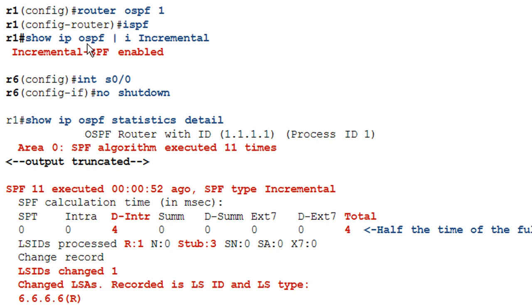We're going to go ahead and verify this with the show IP OSPF command. We don't want to see all the additional output, so I'm just going to grep to include the word incremental with a capital I. Remember that your grep commands are going to be case sensitive, and we get incremental SPF has been enabled. So we verified that this has been enabled. So we go under R6.